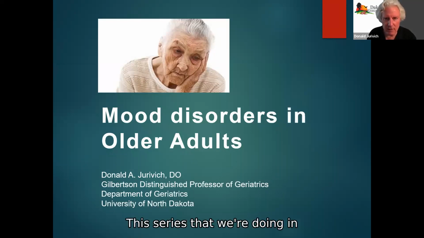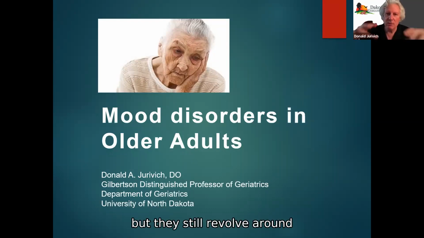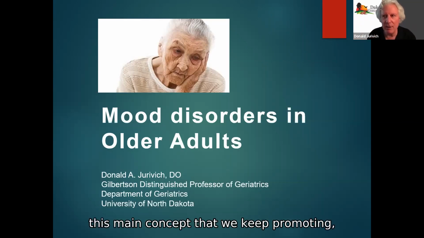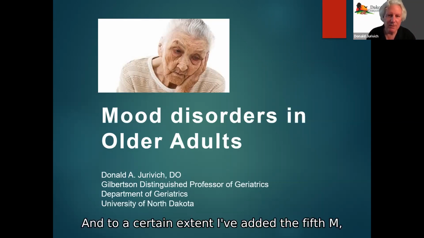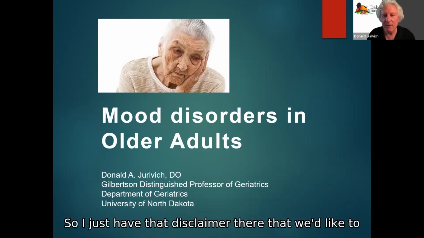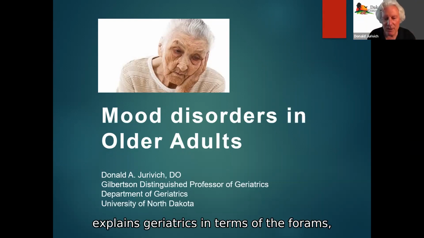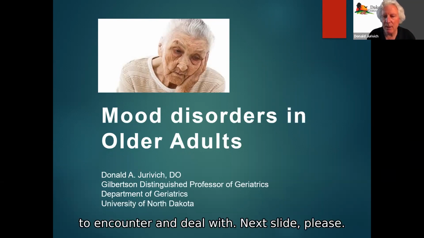This series that we're doing in 2022 is related to geriatric syndromes, but they still revolve around the main concept that we keep promoting, which is the geriatric 4 M's. And to a certain extent, I add the 5th M, which is medical complexity. So I just have that disclaimer there that we like to explain geriatrics in terms of the 4 M's, but then also to talk about some of the more difficult issues that we need to encounter and deal with. Okay, next slide, please.